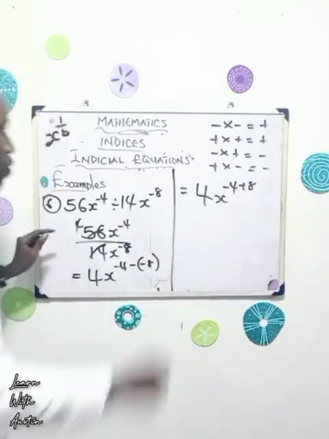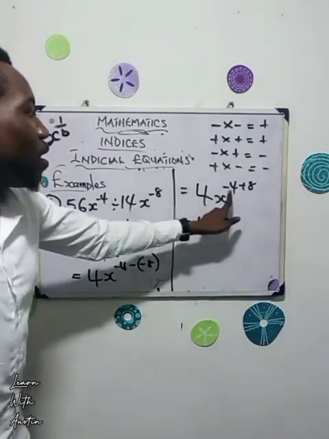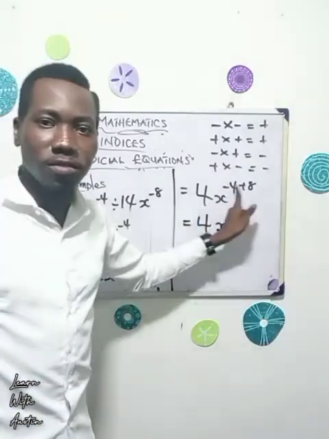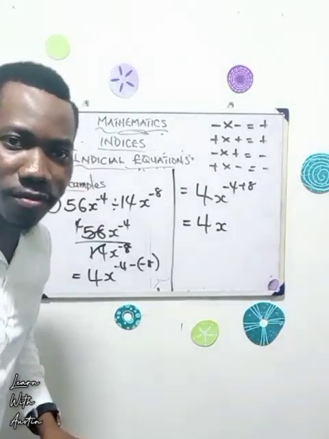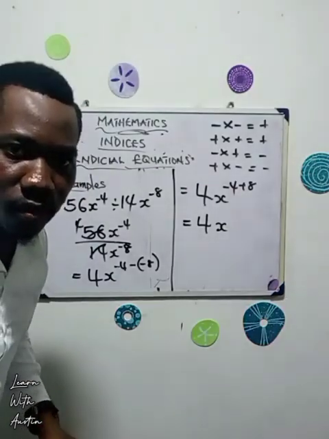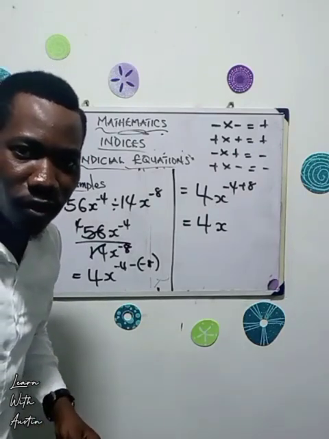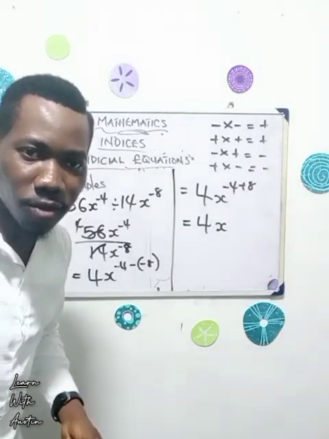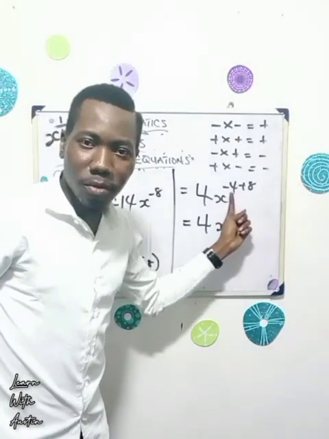Yes. Okay, good. So equals now 4x. So what is minus 4 plus 8? Good. 4 plus 4. Yes, exactly. So I am owing 4. I have 8. I am owing 4.